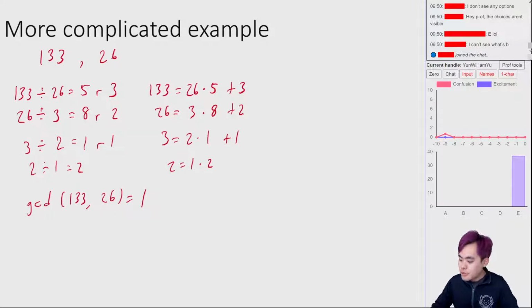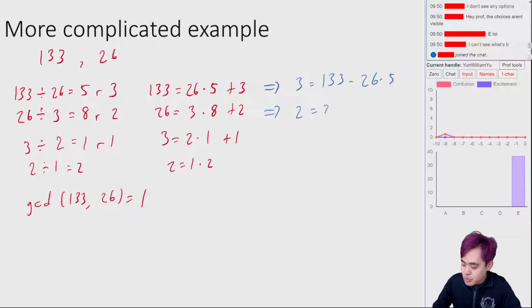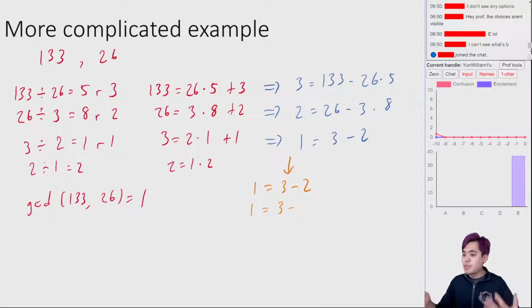Okay, so now, how do we create 1? Well, you can rewrite all these equations. 3 is equal to 133 minus 26 times 5. We also know that 2 is equal to 26 minus 3 times 8. And we know 1 is equal to 3 minus 2. So if we go down from this, 1 is equal to 3 minus 2, but then we can substitute. Whenever you substitute, you want to substitute in the smallest thing first. 1 is equal to 3 minus (26 minus 3 times 8).